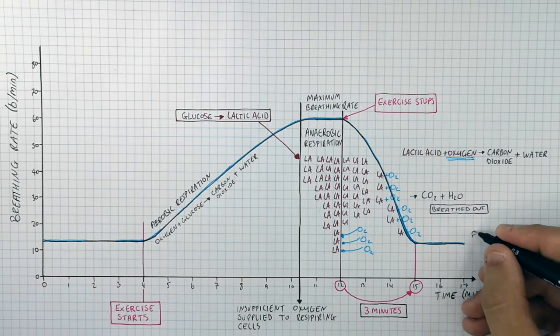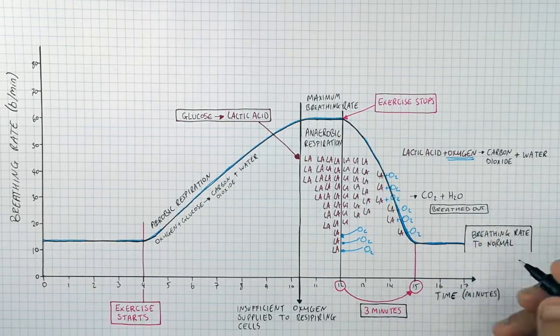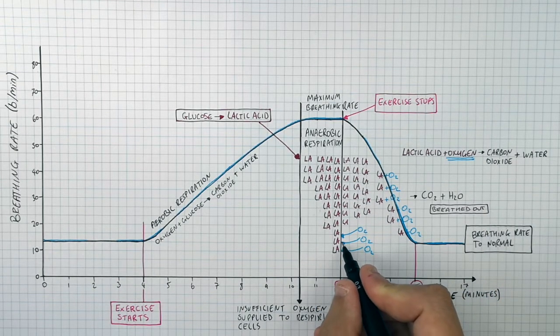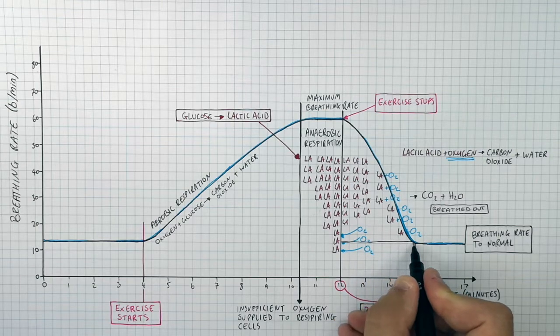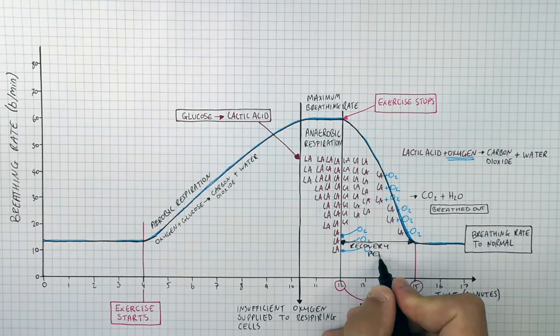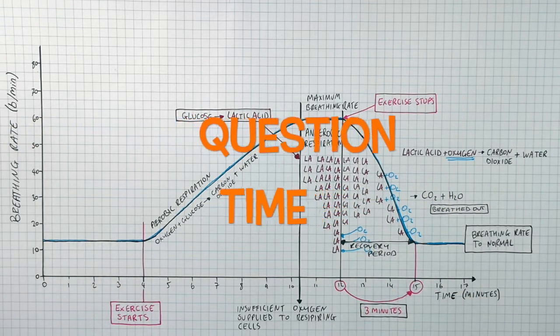When exercise stops, the breathing rate will decrease during the recovery period back down to normal levels. So the time it takes between the maximum breathing rate as exercise stops back down to the normal breathing rate is the recovery period. It's question time. Attempt these questions to check your understanding.